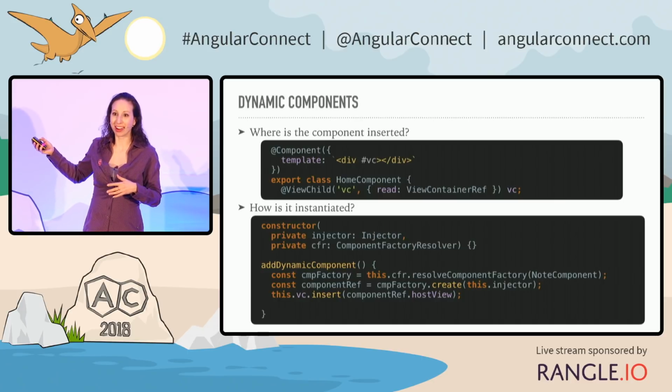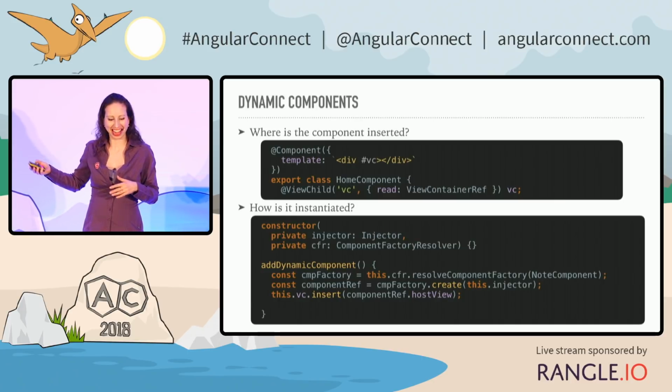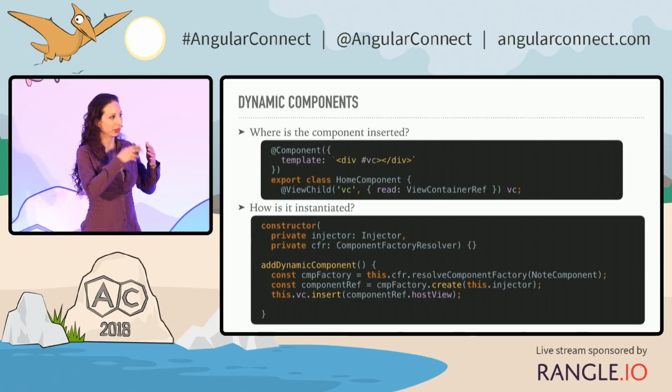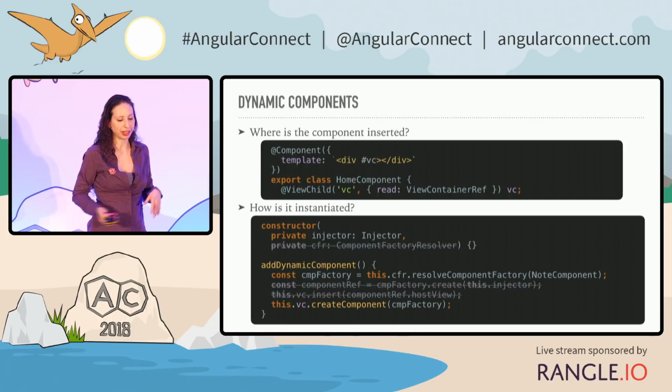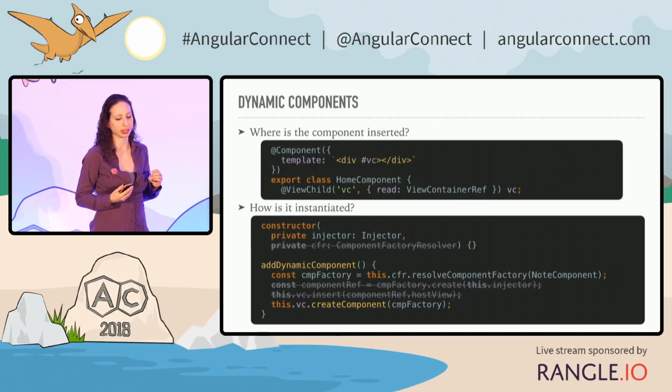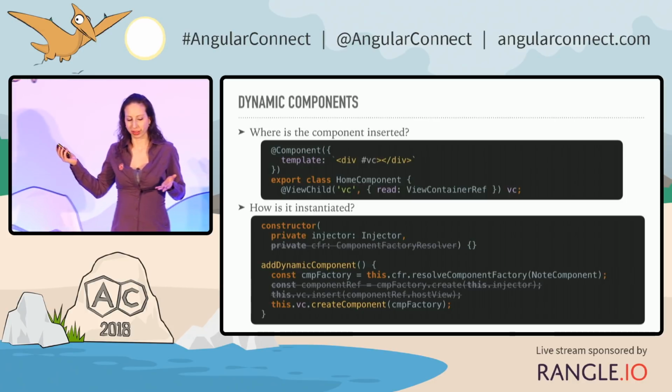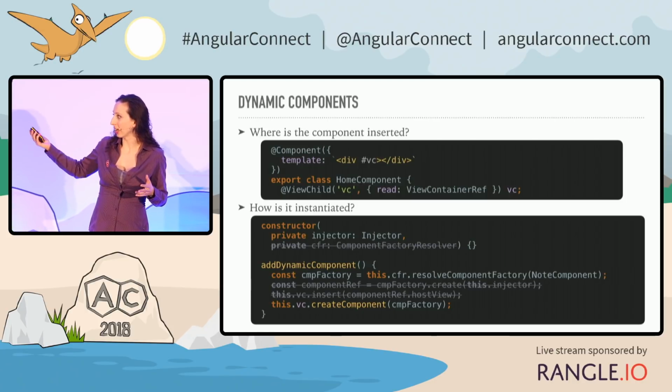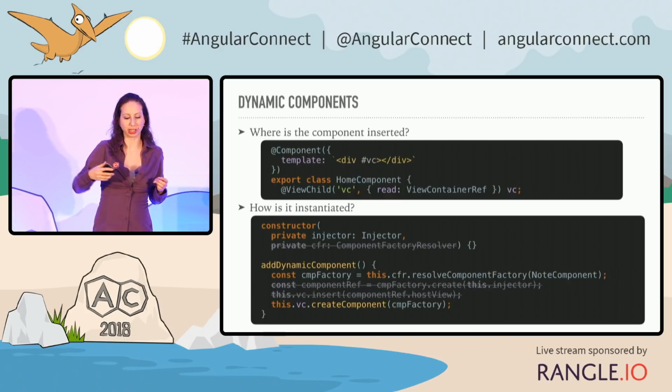Now, but this is the long version. Can you imagine that? It's only a few lines of code, and it's a long version. If you don't need to hold the component ref itself, then you can skip it and just create the component directly on the view container ref. And then you don't even need the injector, because it will be added automatically.